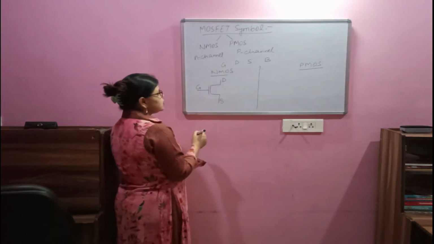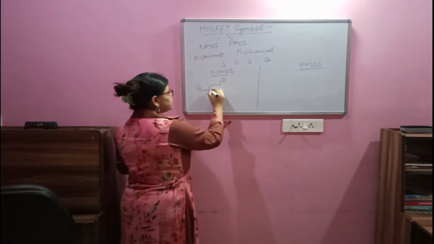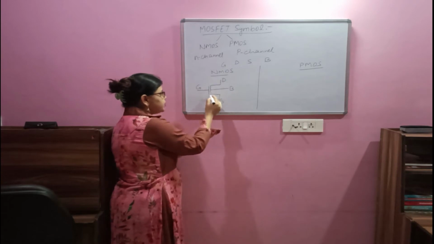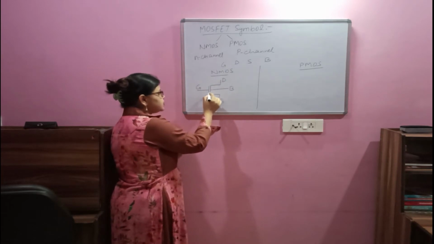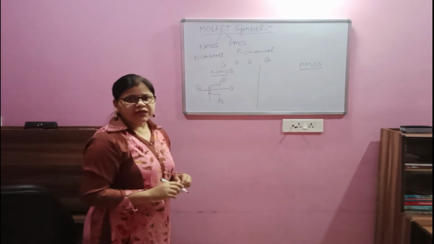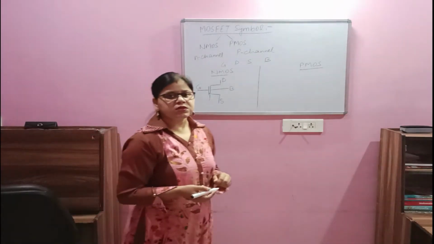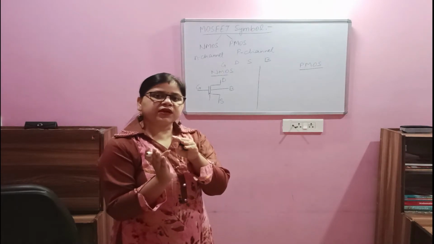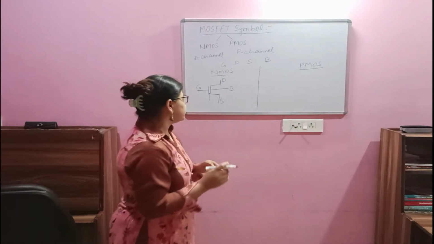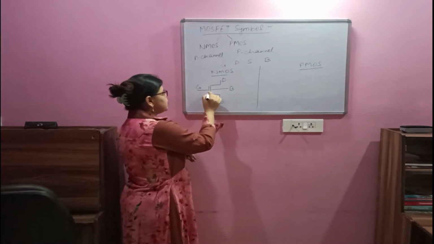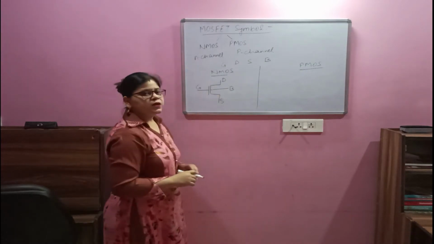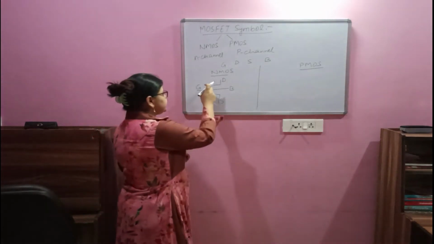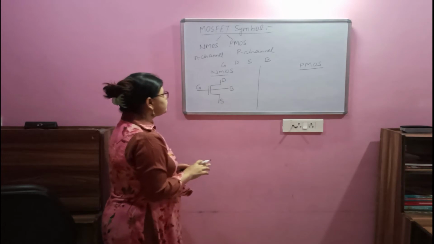So this is how we characterize this, and here we have a bulk. Now see this gap in between. This gap symbolizes the insulating layer. As we have seen in the MOS structure, between the metal and the semiconductor we have a silicon dioxide or insulating layer, and that's why the gate is not directly in touch with the source or drain region or the bulk region. There is a gap between them. So this is how we draw the NMOS symbol.